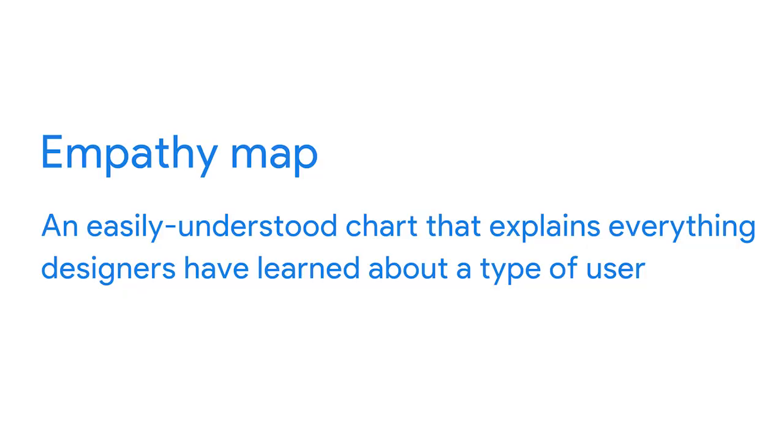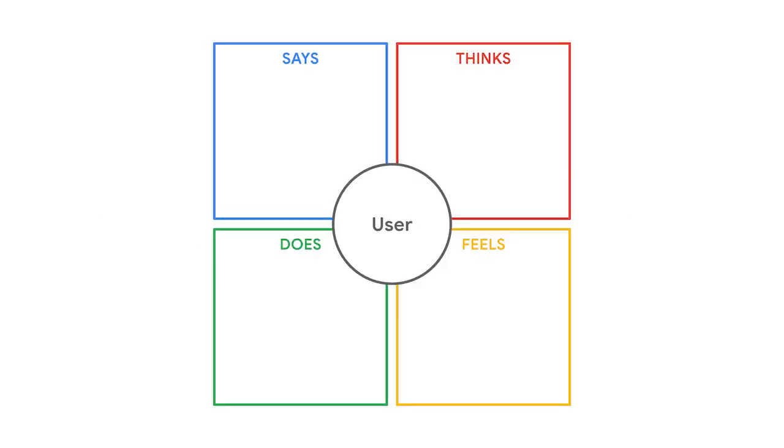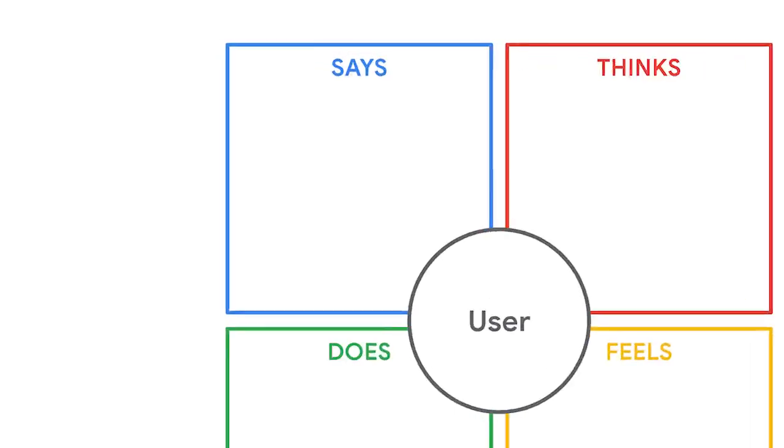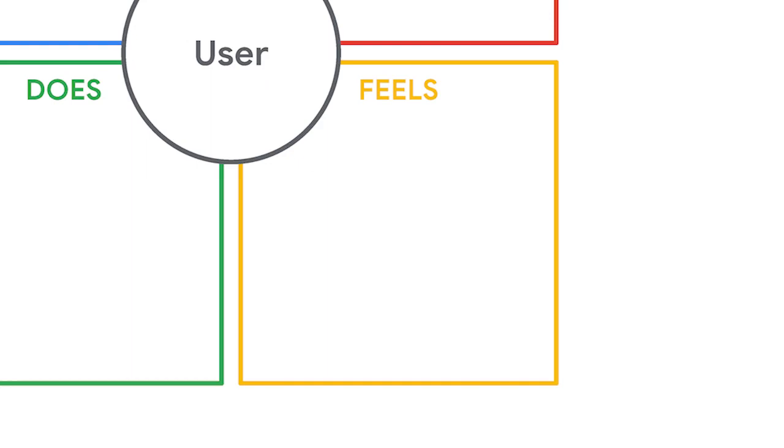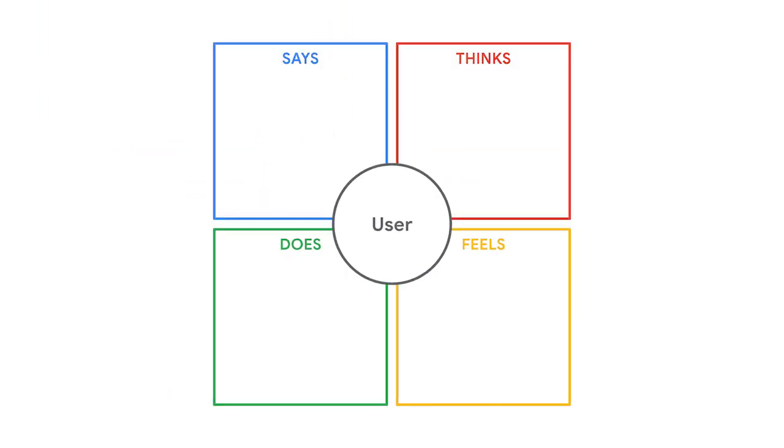As we continue through this stage of the design process, one way that we can visualize empathy is by creating an empathy map. An empathy map is an easily understood chart that explains everything designers have learned about a type of user. An empathy map consists of 4 squares, which show what the user says, does, thinks, and feels. The word user goes in the middle, right where these squares intersect. Now you're ready to fill in the squares.